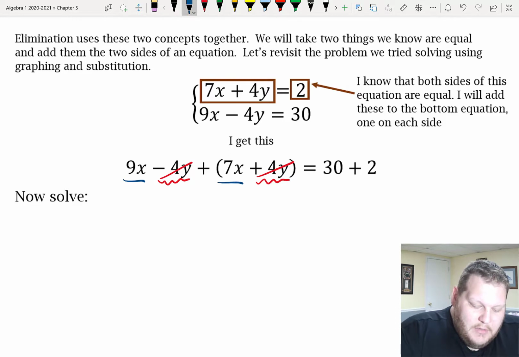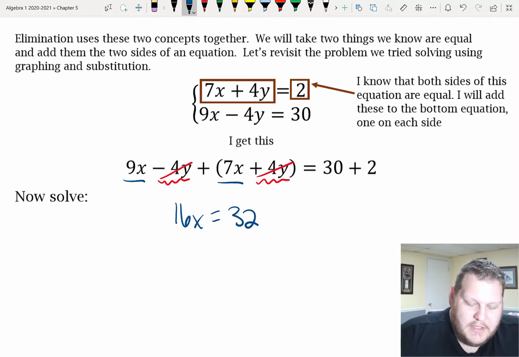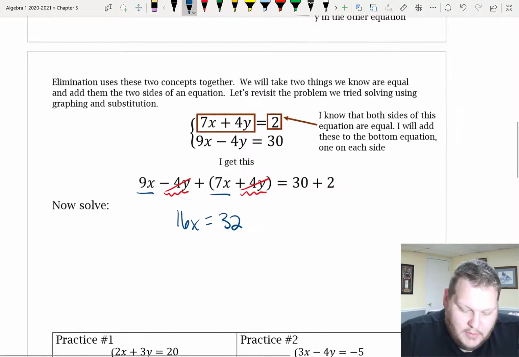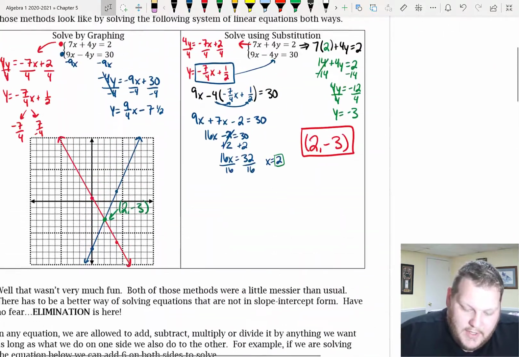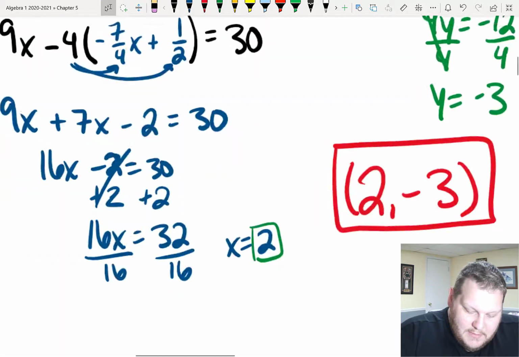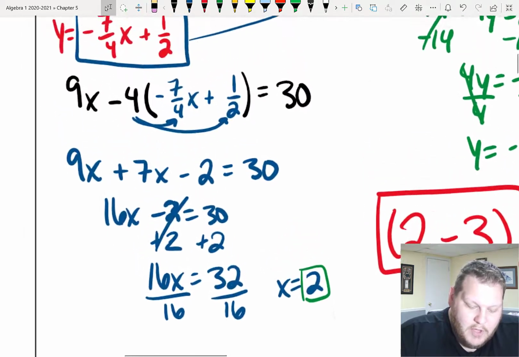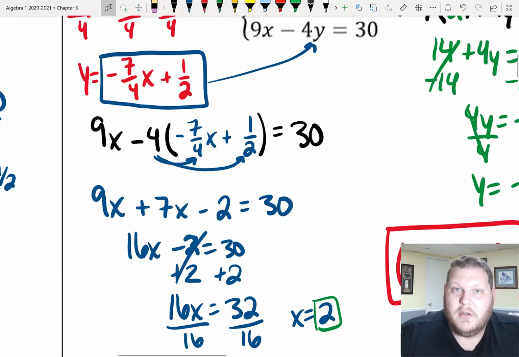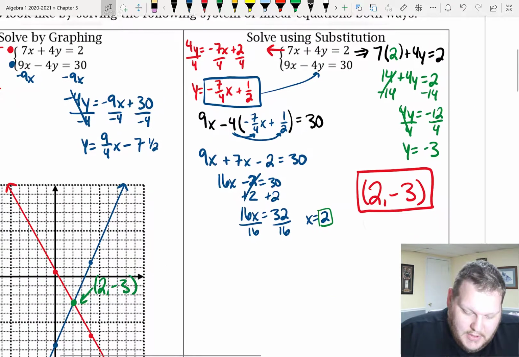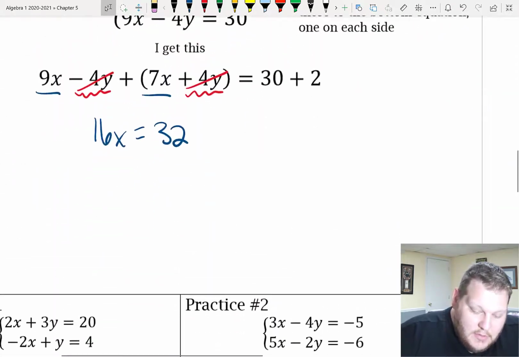And I end up with 9x plus 7y, 9x plus 7x, which is 16x, equals 30 plus 2, which is 32. And holy cow, we skipped a whole lot of steps. We got all the way to this bottom step in blue, avoiding all of that extra work. That's awesome. So what we want to do is continue utilizing that.